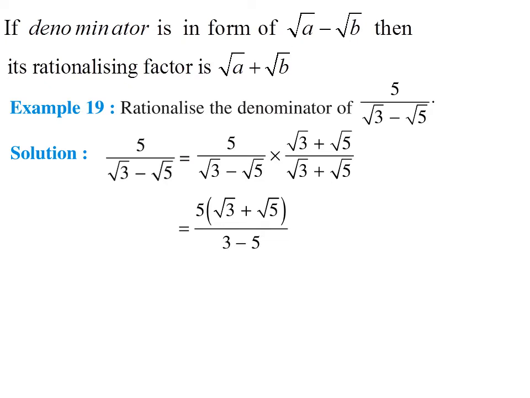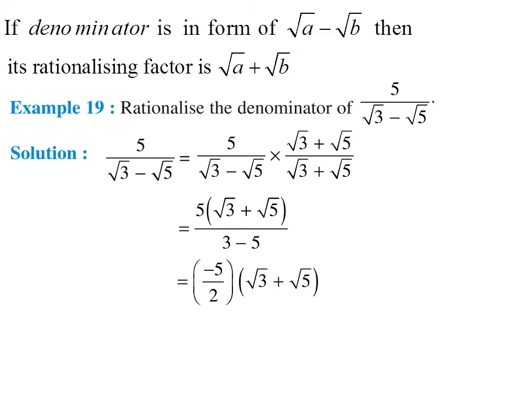It is a plus b and a minus b, so it will become root 3 square minus root 5 square. So it will become 3 minus 5, and 3 minus 5 will become minus 2. So my simplification step will become minus 5 by 2 into root 3 plus root 5. So that will be my simplification. So this is the way you can rationalize.